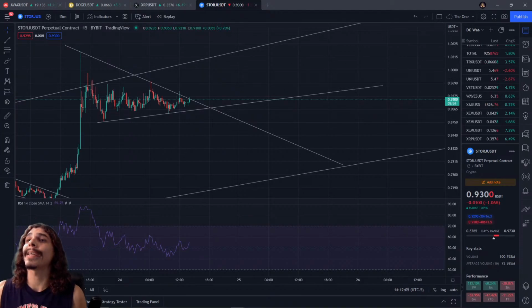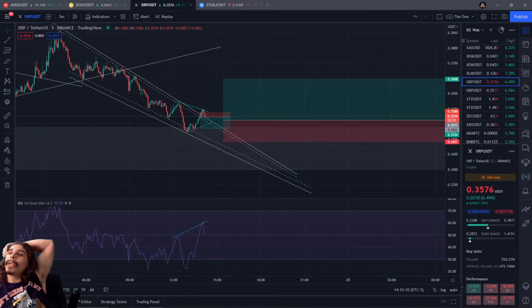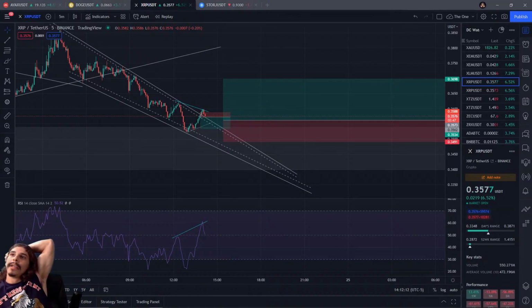Do I have the audacity right now after just taking that L? And I still should have shorted XRP. What in the world? It's right back to entry now.